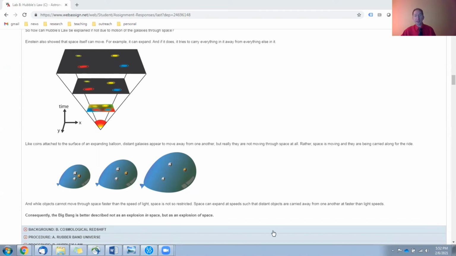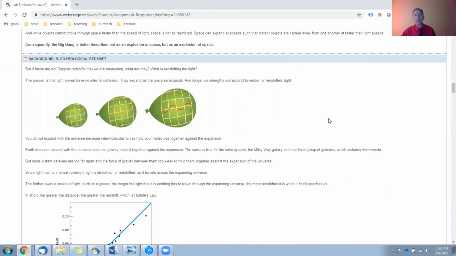Okay, let's take a look at our last background section on cosmological redshift. So if this is not motion through space, there can't be a Doppler effect. The Doppler effect is produced by objects moving through space. So if these are not Doppler redshifts, what are we measuring? And the answer has to do with light and the fact that light has no internal cohesion. As the universe expands, so does any light that happens to be traveling through it. And as light is stretched out to longer and longer wavelengths, it becomes redder and redder in color.